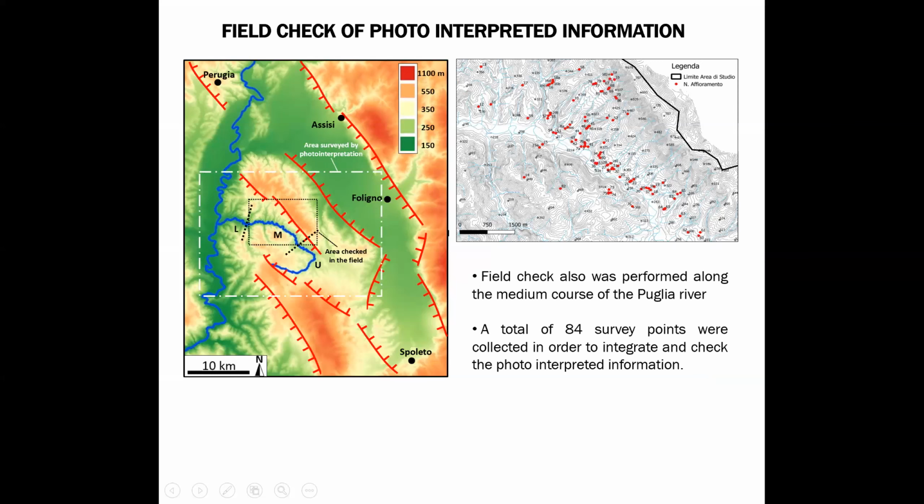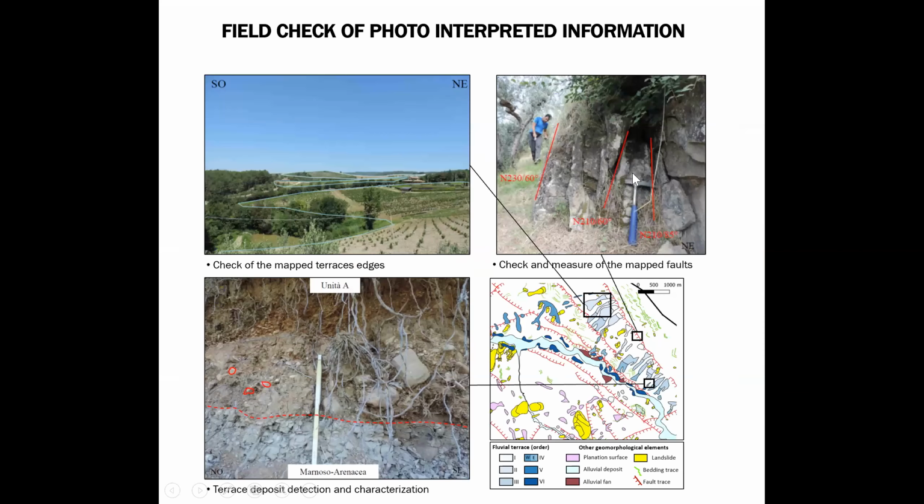Field checks were also performed along the medium course of the Puglia River, where a total of 84 survey points were collected in order to integrate and check the photo-interpreted information. Overall, we checked and formalized several themes, including 6 orders of fluvial terraces, landslides, faults, bedding traces, alluvial fans, and alluvial deposits, and where preserved, outcrops of terrace deposits were surveyed and characterized.